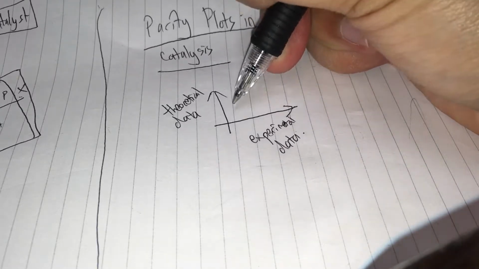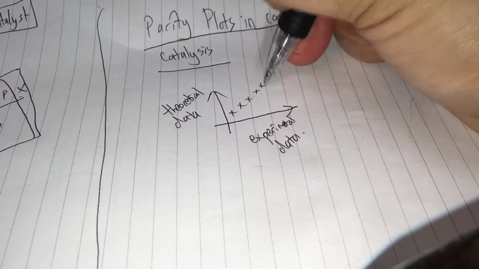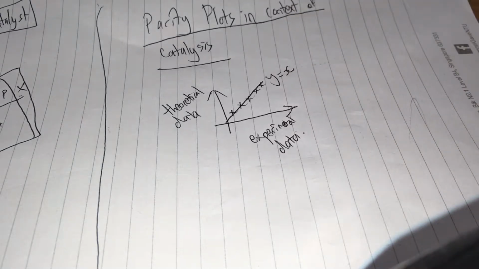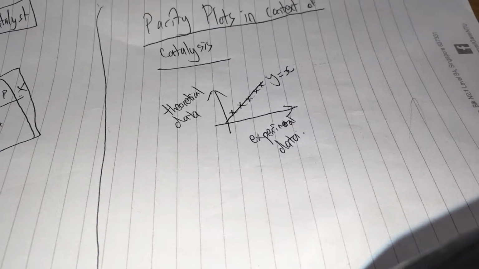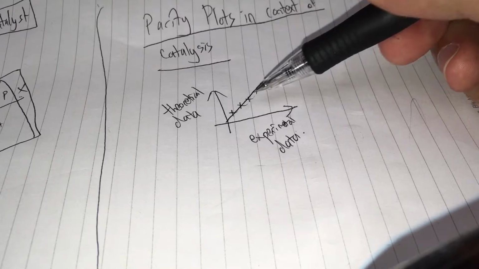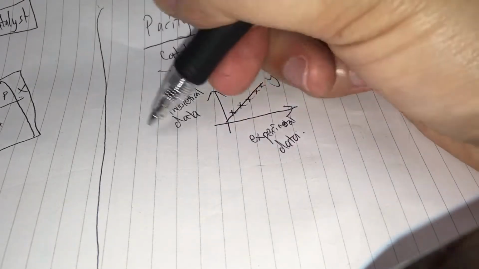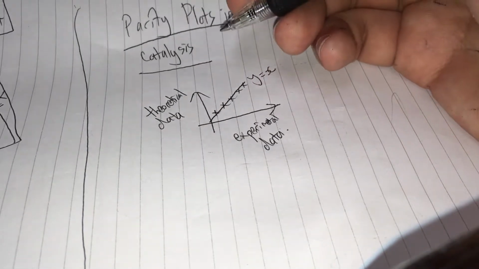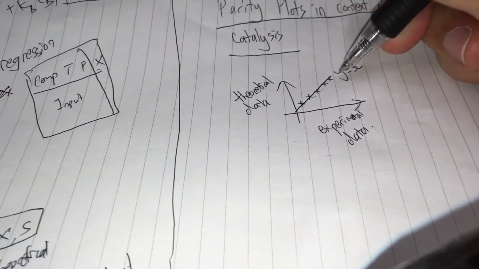And usually if the plots are well done, they will follow a trend like this, and you'll have a case of y equals x. Now this is what people usually use to show that their model is a valid model, so that if you have some experimental data and you have a mathematical model, it will make very good predictions.